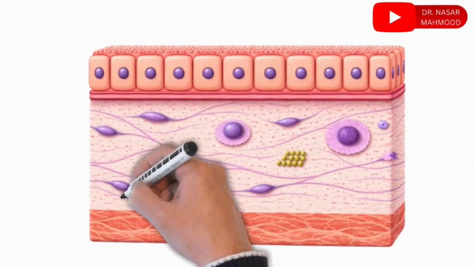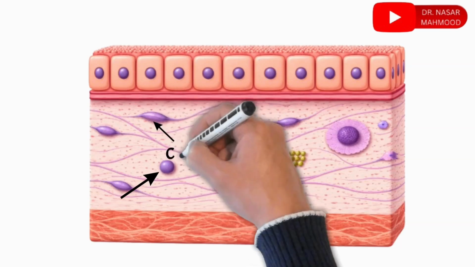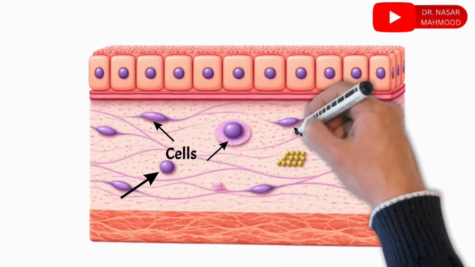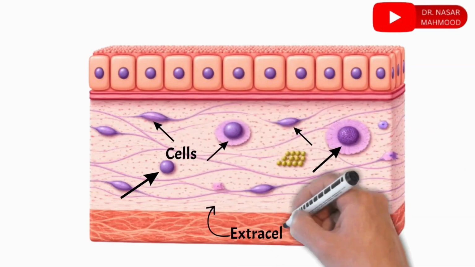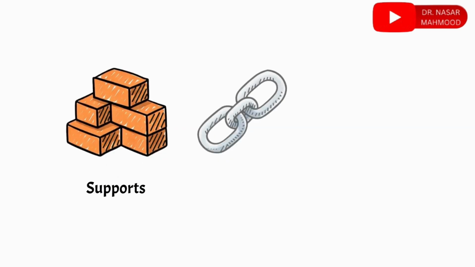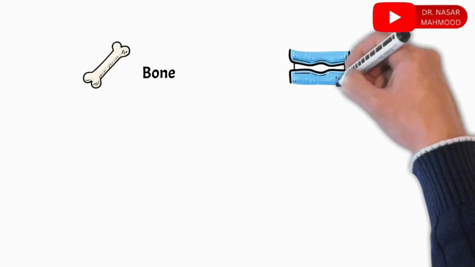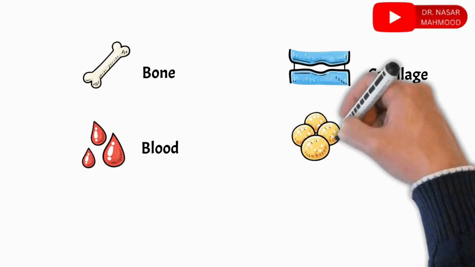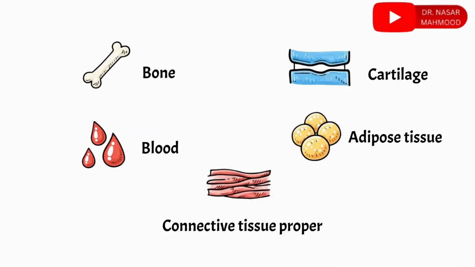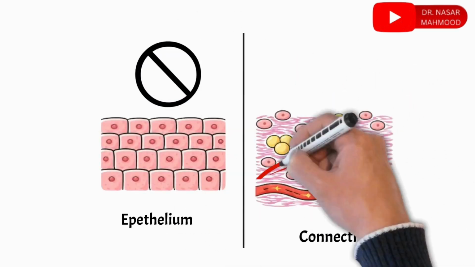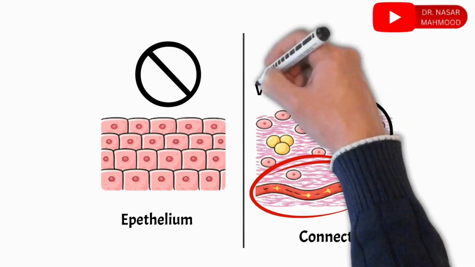Now look beneath this epithelium. Here you've got cells which are more spread out and there's plenty of extracellular matrix between them. Now the connective tissue supports, binds and protects. Examples of this include bone, cartilage, blood, adipose tissue and the connective tissue proper. Unlike epithelium though, connective tissue is usually very well vascularized.